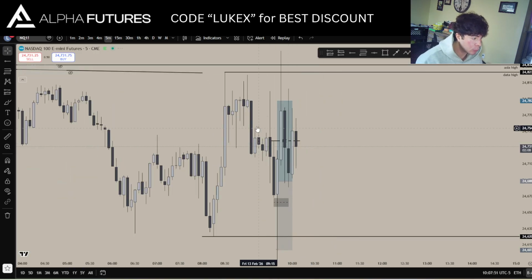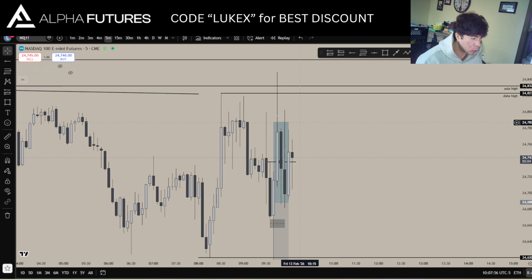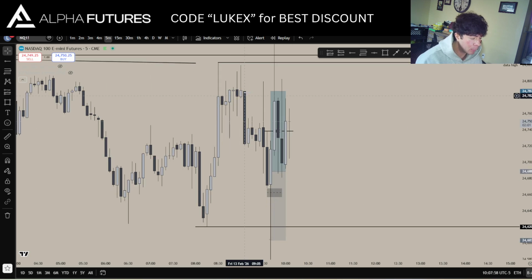But then price came up and was respecting off this 5 minute bearish gap. So I was like, okay, if we can get above this gap and inverse it, maybe I'll look for longs to data highs and Asia high. But if we continue to respect it, I'm obviously not going to be looking for longs.